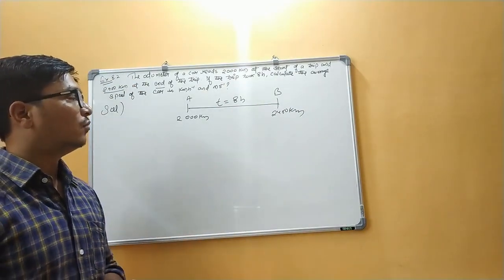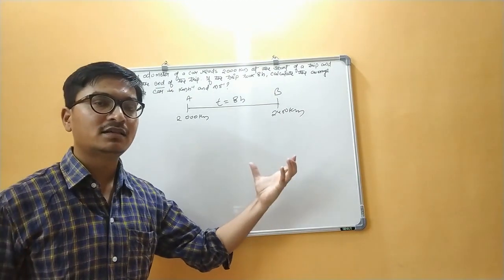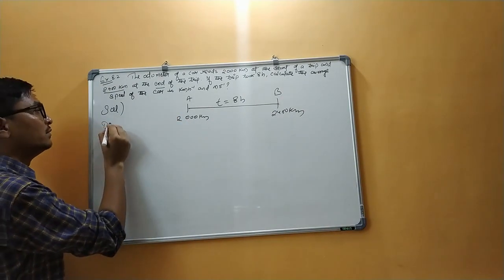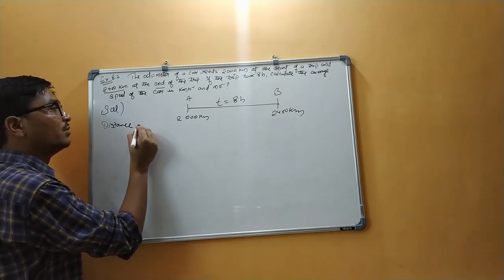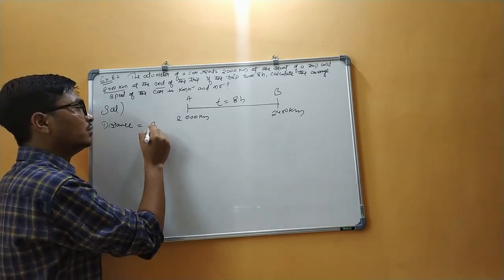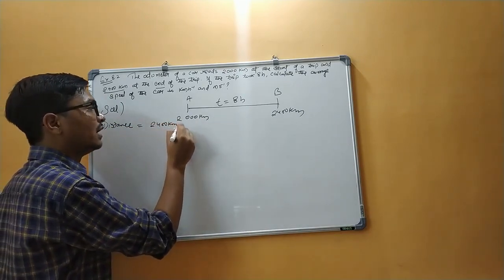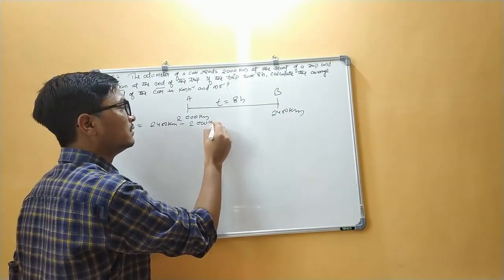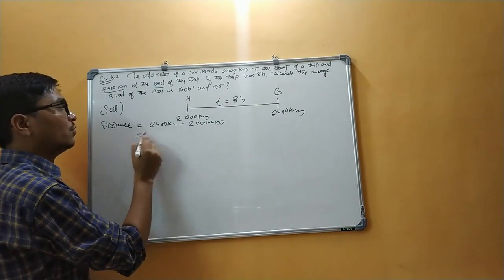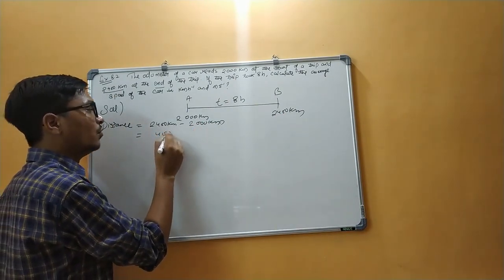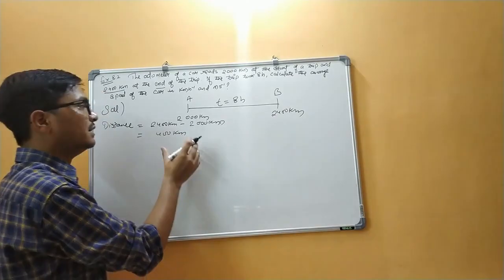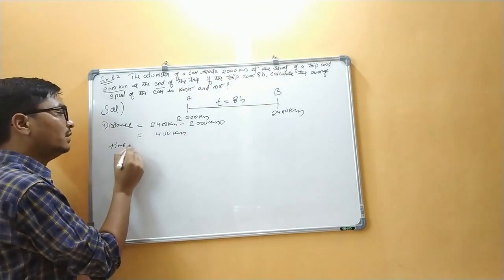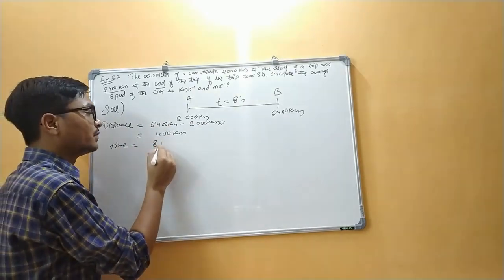So how much distance should be traveled by the car? If you have to calculate the distance traveled by the car, so what is the difference? I have to subtract from the higher value to the lower value, not lower to higher. So what is the answer? Our answer is 400 kilometers. The distance traveled by the car is 400 kilometers. And how much time will it take? It will take 8 hours.